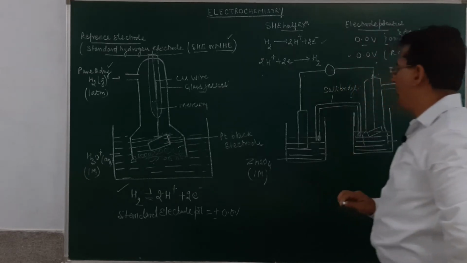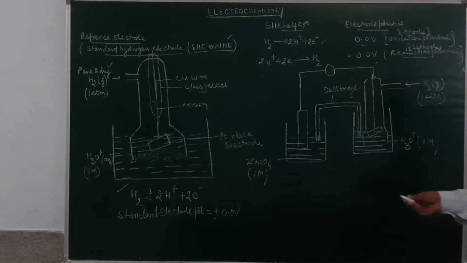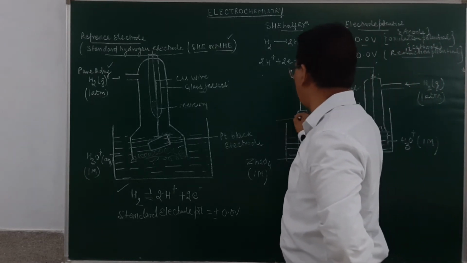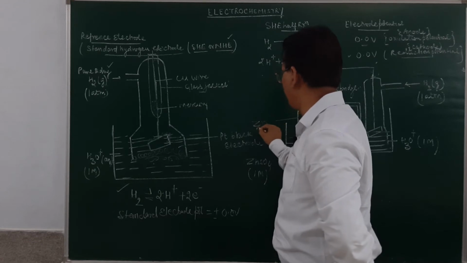Am I clear? So what is the aim? We want to determine the electrode potential of a zinc electrode. This is the zinc electrode.